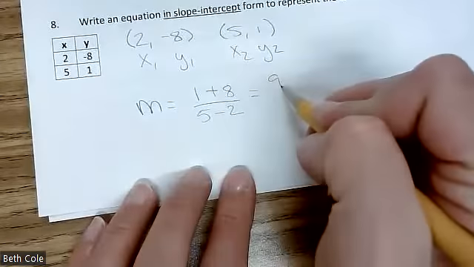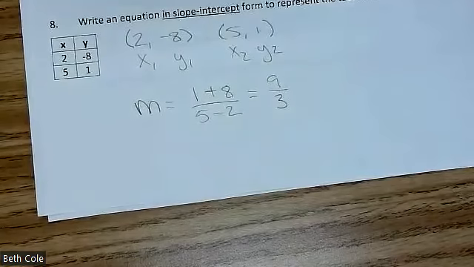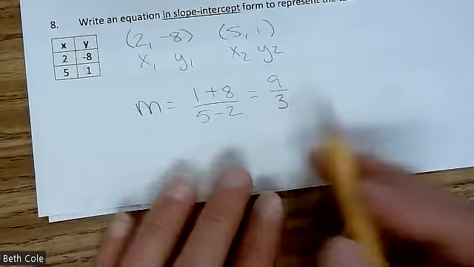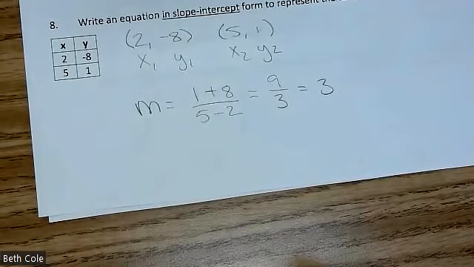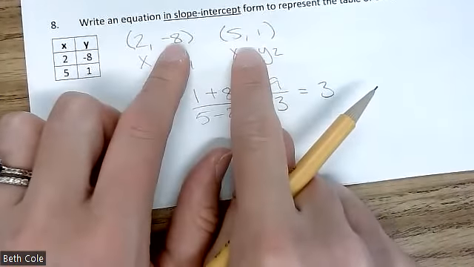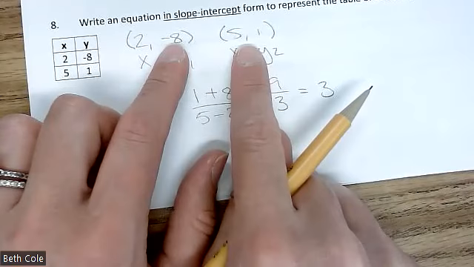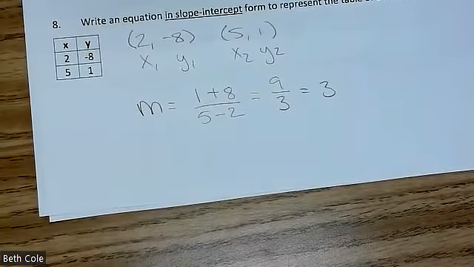Okay, let's work that out. 1 plus 8, 9 over... 5 minus 2 is 3. And 9 divided by 3 is 3. Now, is either of these points the y-intercept? No, neither of them is 0 something, okay? Use the first one. We're going to plug into this formula, all right?